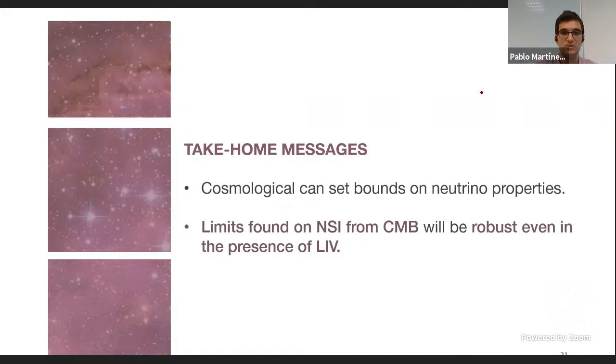And just my two take-home messages. The first one is that we're reaching a point where cosmology is actually going to be able to set competitive bounds on neutrino properties. In particular, I talked about non-standard interactions. And the second important thing is that these bounds, since they're based on scattering, they're robust even in the presence of Lorentz invariance violation, in the sense that we're going to be able to test separately both effects.